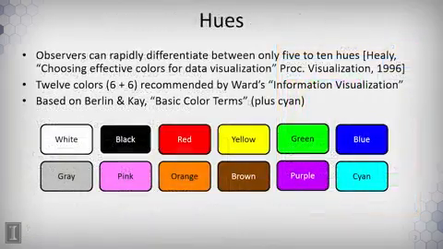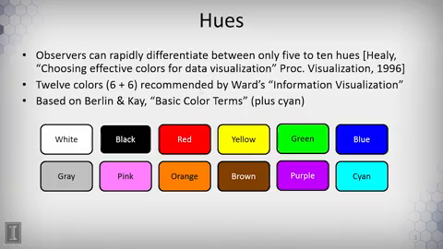So hues, as we've seen before, are a good choice for representing nominal variables, for representing categories. And we've seen that 5 or 10 hues are quite effective in visualizations. You don't want to have too many colors, but 5 to 10 different hues can be quite effective at mapping different values of a nominal variable.